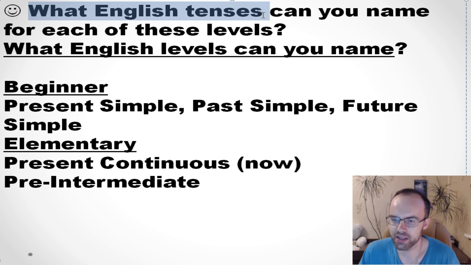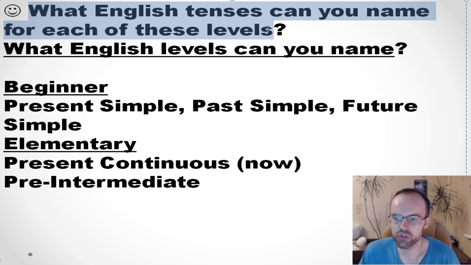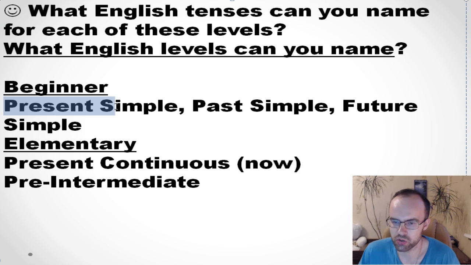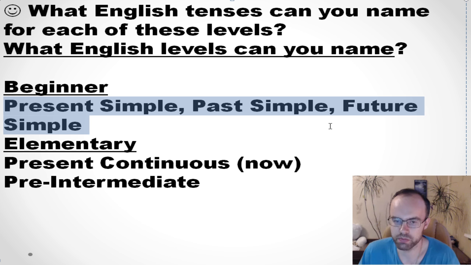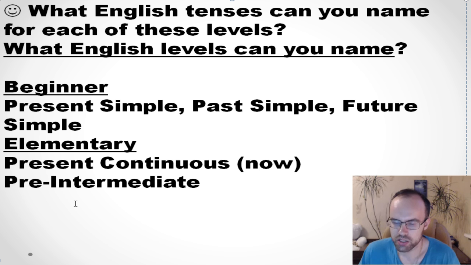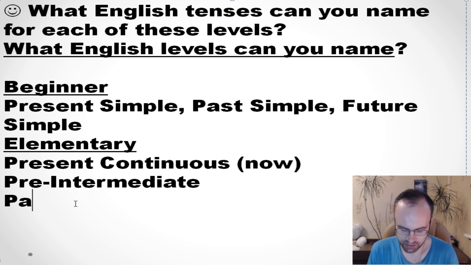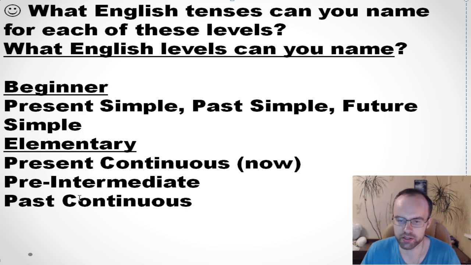Okay, you know that the next level is really more difficult. And what English tenses should you know for this level? So in addition to present simple, past simple, future simple, and present continuous. So what else? Okay? So it's about past continuous. It's a long action in the past. Yeah? Past continuous.